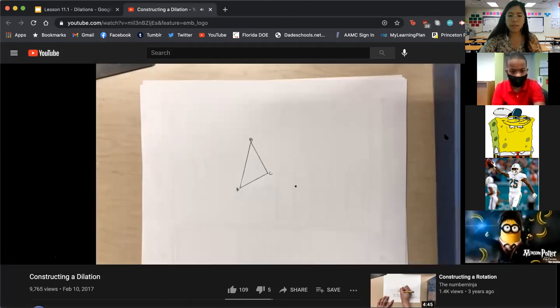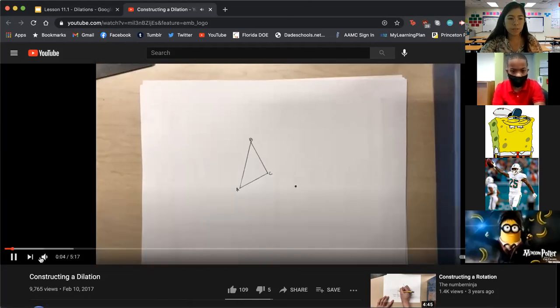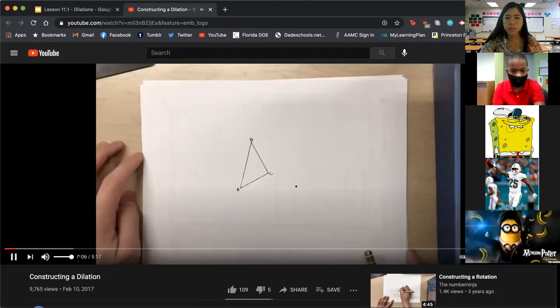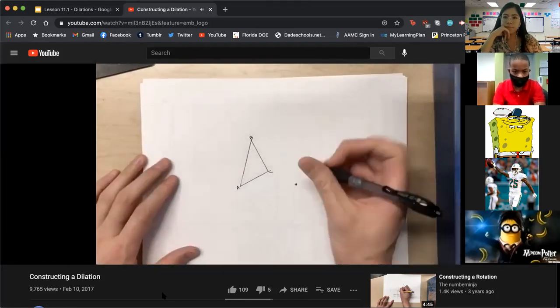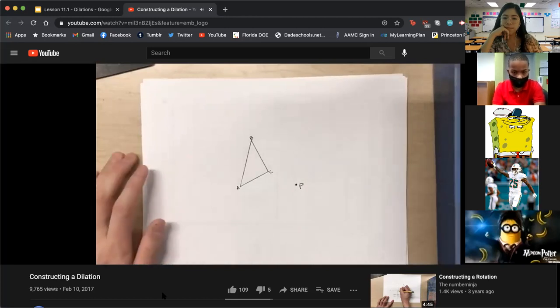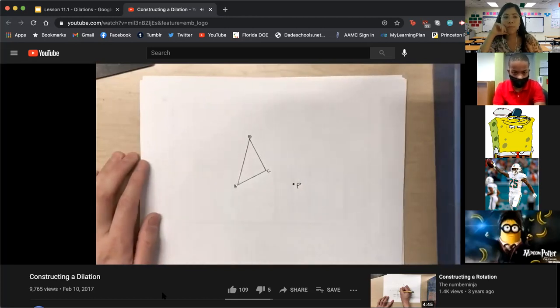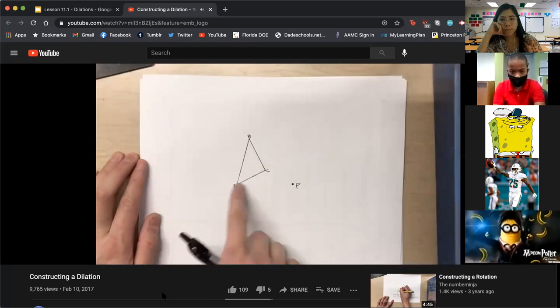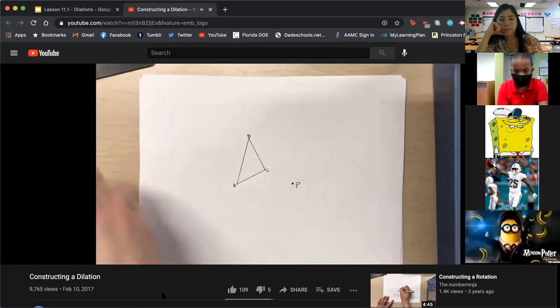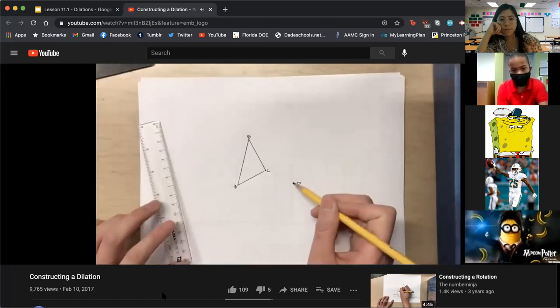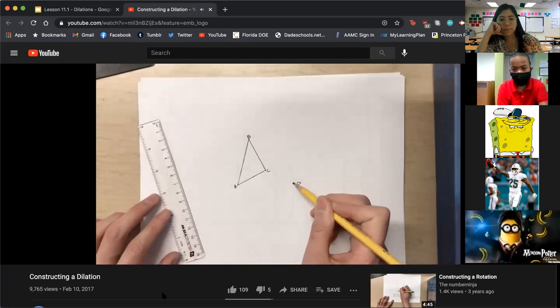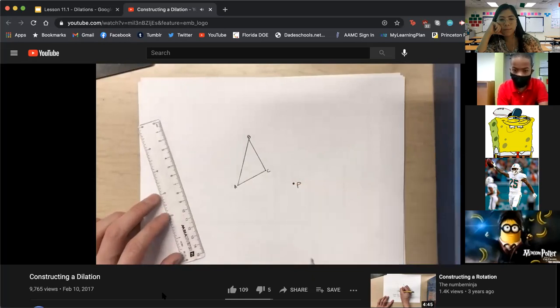Today, we learned how to construct dilations. In a dilation, based on some point, which I'm going to call point P, we can either enlarge or shrink a figure based on a scale factor that we're given. For example, let's say we're given this triangle ABC and we want to construct a dilation of it with a scale factor of 2 based on this point.